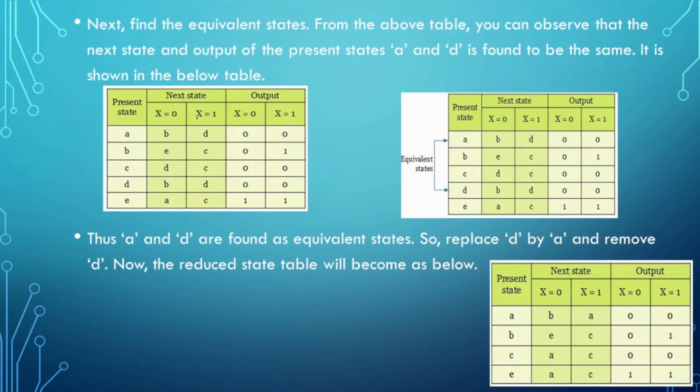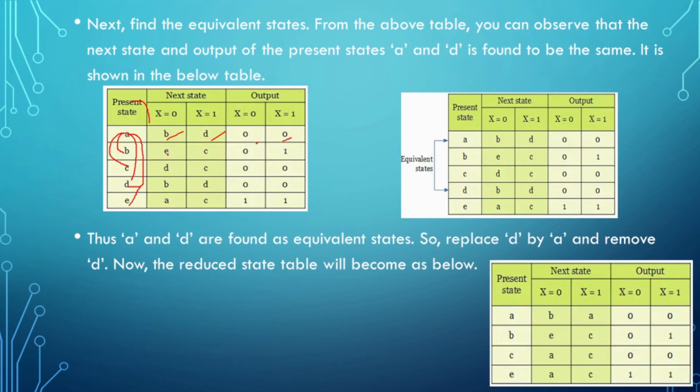So compare A with B, A with C, A with D and A with E. Okay. If you compare all these, there will be equivalent states. For A, the value is B, D, 0, 0.